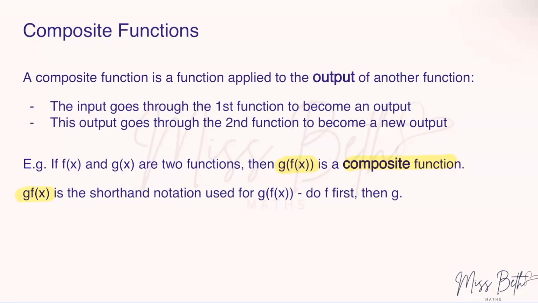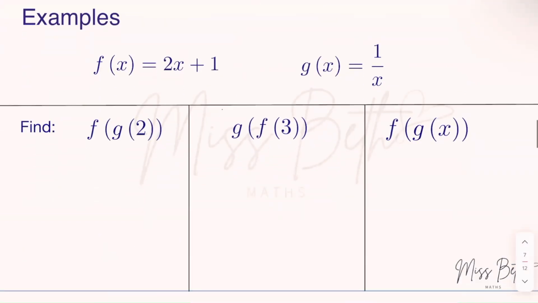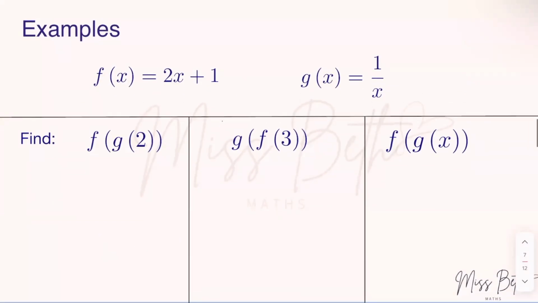In terms of what that really means, we're going to look at some examples just to remind ourselves. So here we have two functions. We've got f of x is equal to 2x plus 1, and g of x is equal to 1 over x. Now, my first question wants me to find f of g of 2. That means I need to put 2 into the function g first, and then the output that I get is what will then go into the function f. So let's go ahead and do that.